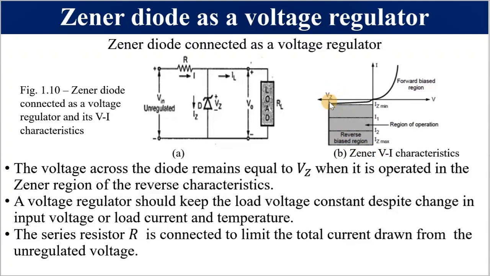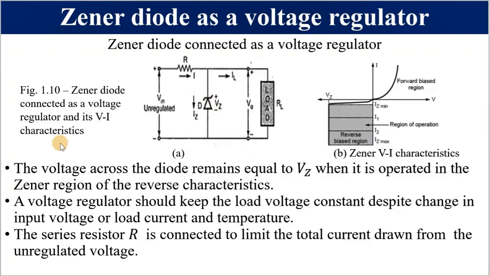Please take note of Vz, or the breakdown voltage. This is our region of operation, and this whole painted area is what we call the reverse breakdown region. To achieve voltage regulation, our current through the Zener diode must be greater than Iz min. Iz min is the same as the Zener knee current, Izk, but it must also be less than Iz max. This is all I can say, and there is nothing more to add.